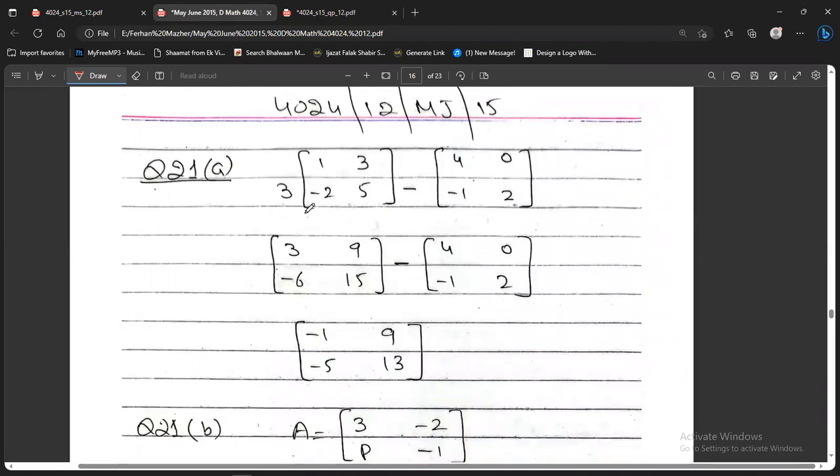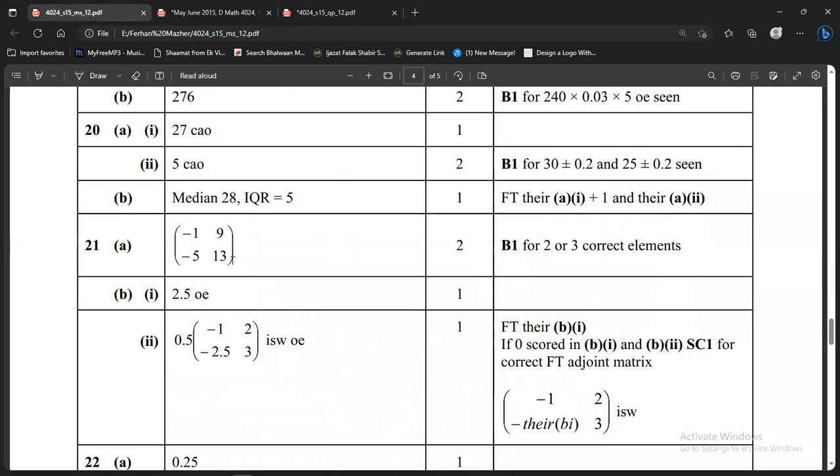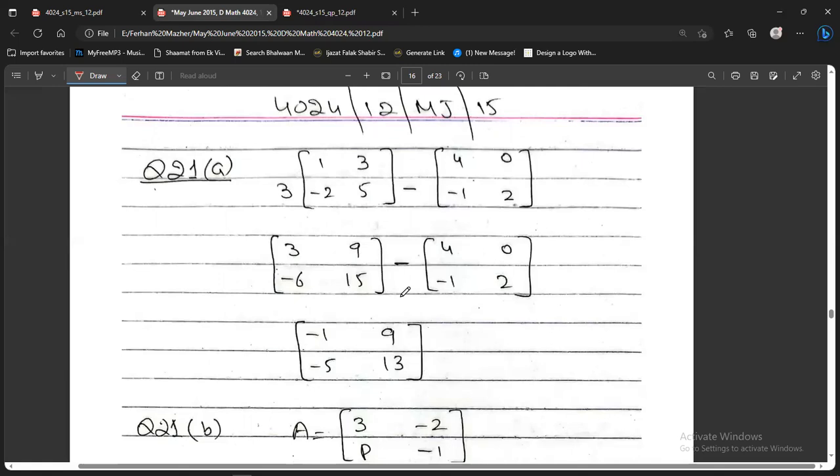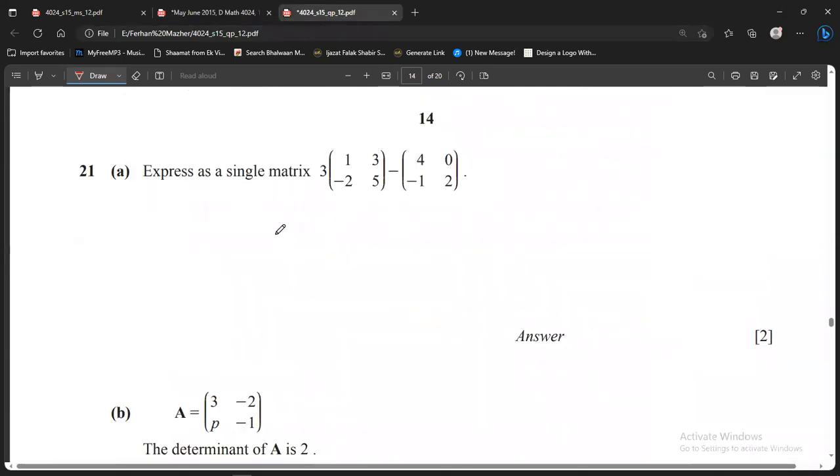3, 9, minus 6, 15, minus this matrix. 3 minus 4, that's minus 1. 9 minus 0, that's 9. Minus 6 minus 1, that is minus 6 plus 1, it's minus 5. 15 minus 2, and that is 13. Minus 1, 9, minus 5, 13. Simple. That's the right answer, sir. Our answer is right.